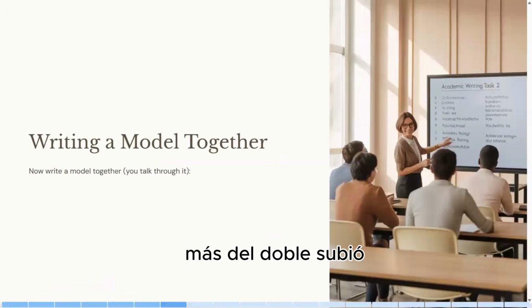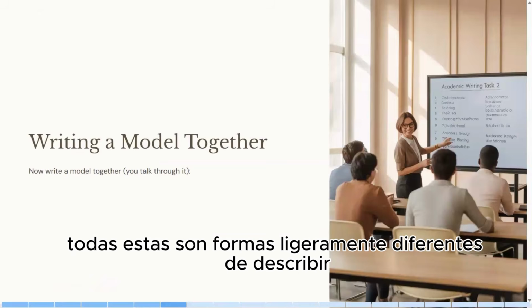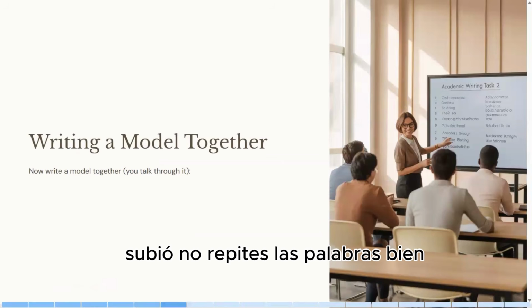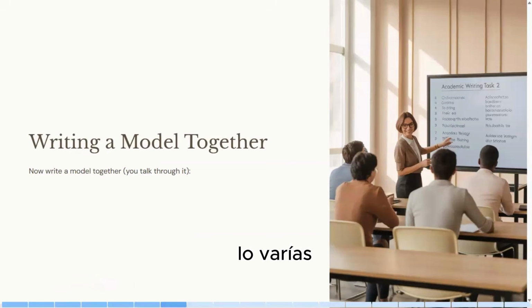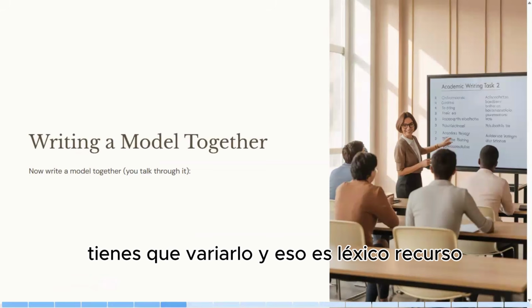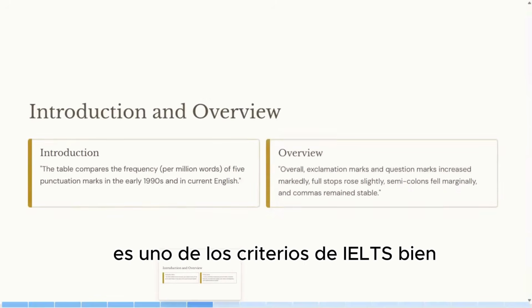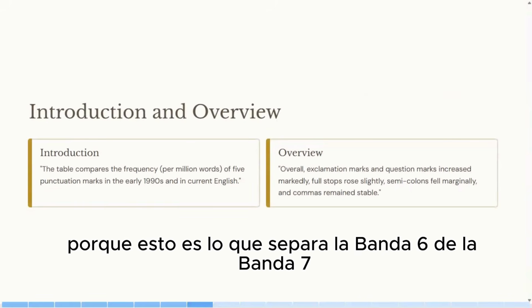More than doubled, climbed, edged up, slipped. These are all slightly different ways to describe changes. You do not just write went up, went up, went up, went up. You do not repeat the words, okay? You vary it. You have to vary it. And that is lexical resource. It's one of the IELTS criteria, okay? Now hold on to this part because this is what separates Band 6 from Band 7.